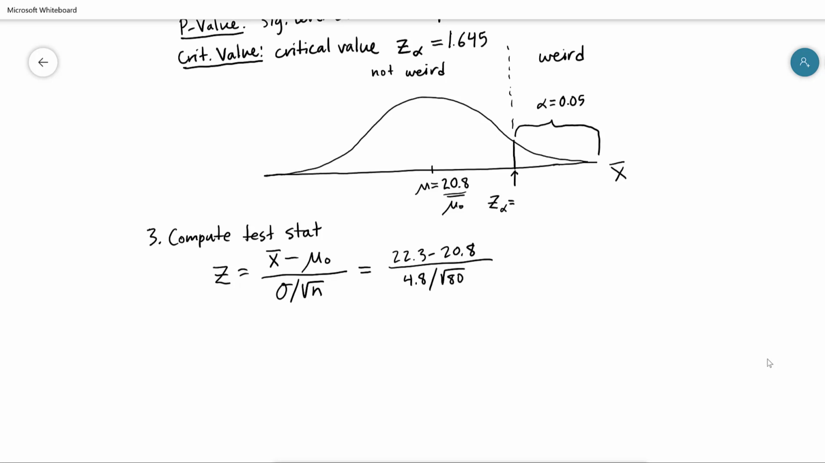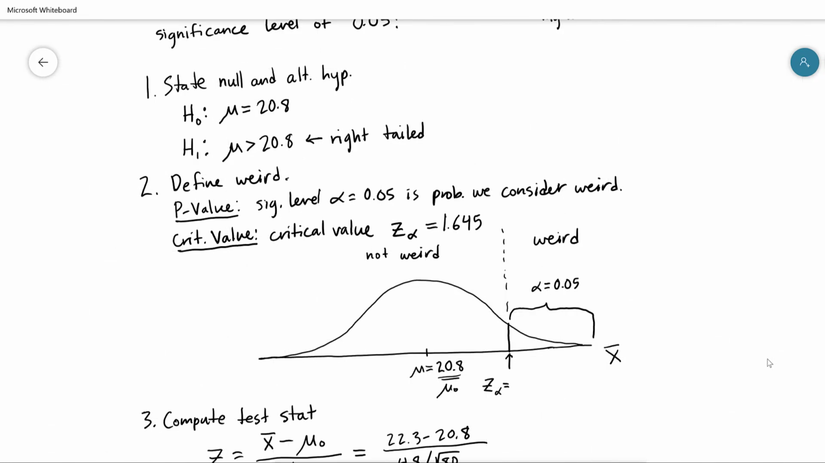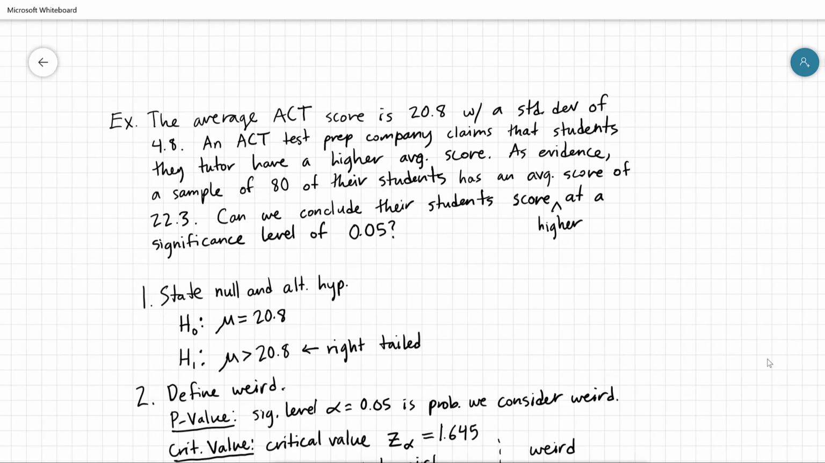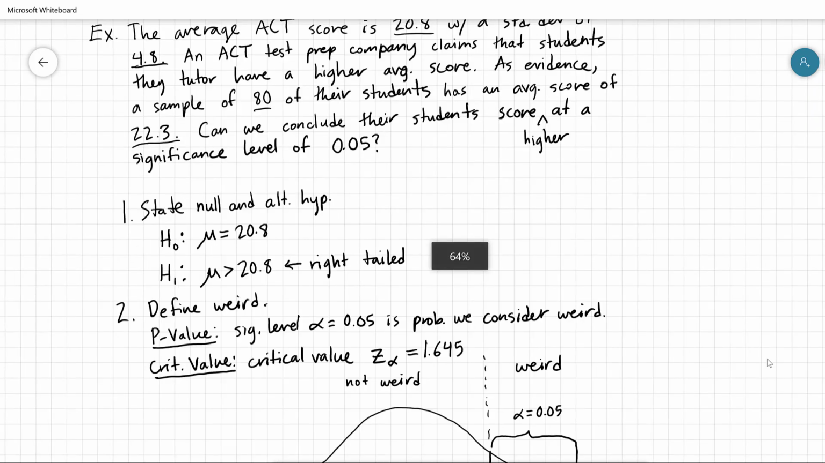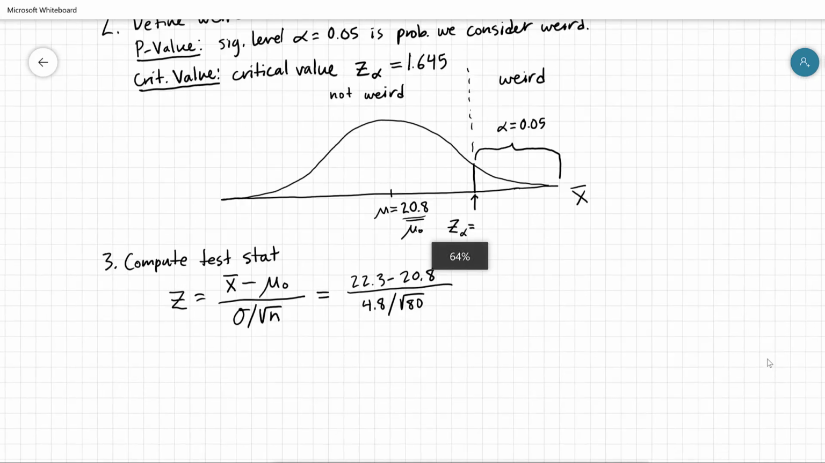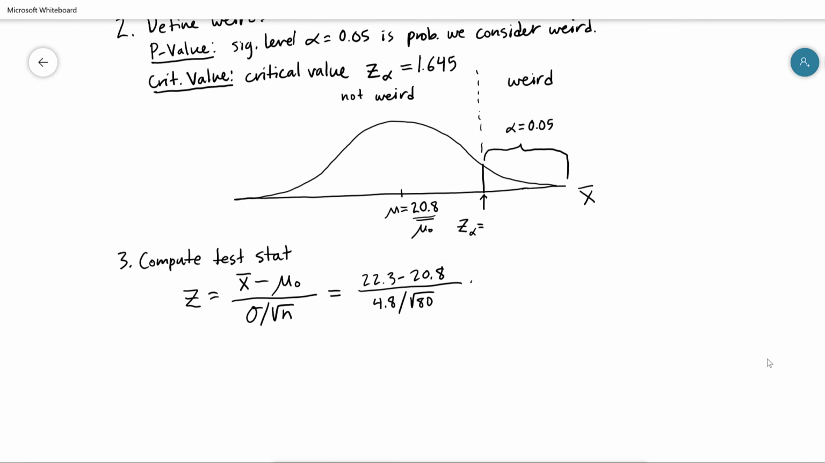And all of these numbers just came from the framing of the problem. Here's our mu 0, here's that standard deviation sigma, here's the x bar, and here's the sample size. Those are the numbers that I just plugged in. So these are all given, and this gives us approximately, toss parentheses around so it's easier to compute on the calculator, this gives us approximately 2.80. So we've got our test statistic.